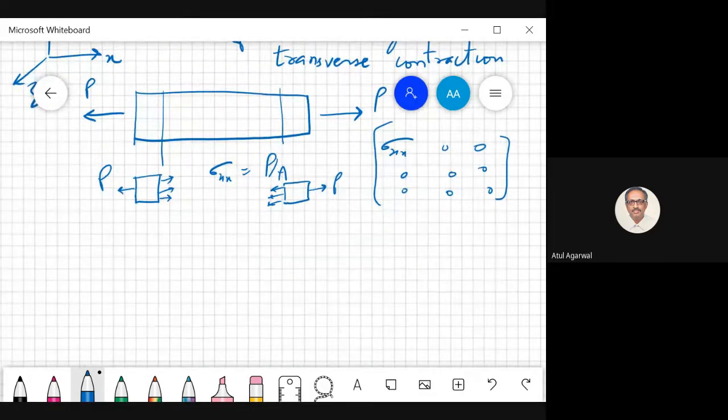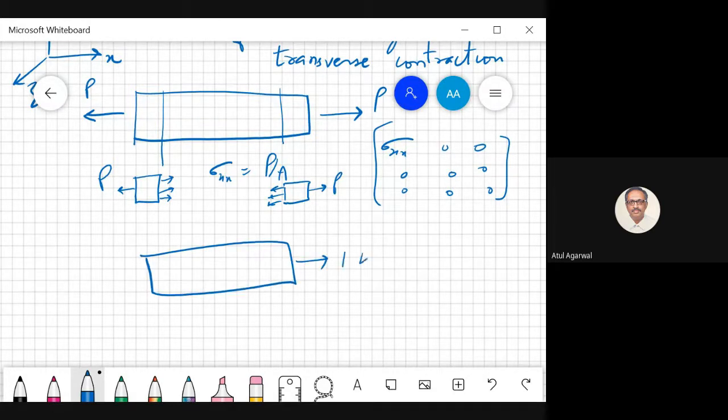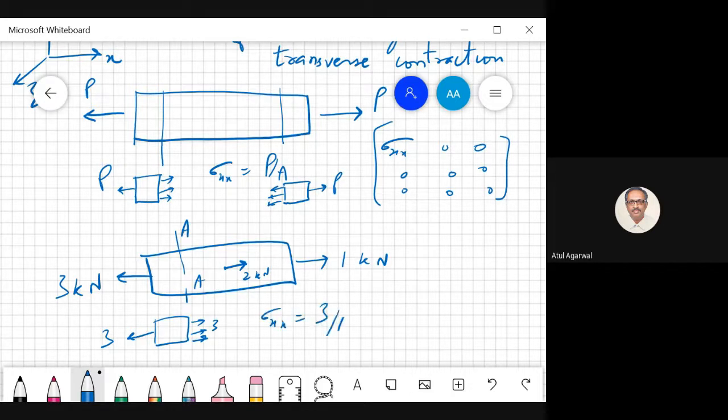Suppose I have loads like this instead of load at the end. I have load at different points: 1 kilonewton here, 2 kilonewton here, and 3 kilonewton here. Still, you see the body is in equilibrium. You take this cross section and draw the free body diagram of this part. The total force has to be 3 to equilibrate. So sigma xx at this plane AA is 3 by the cross sectional area.